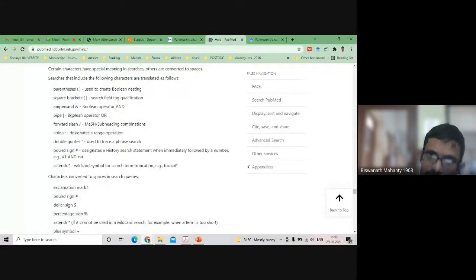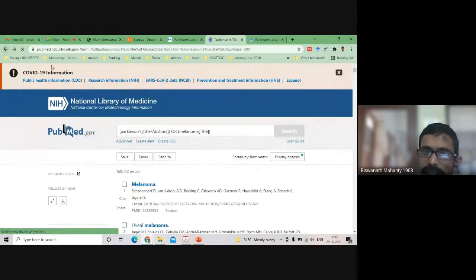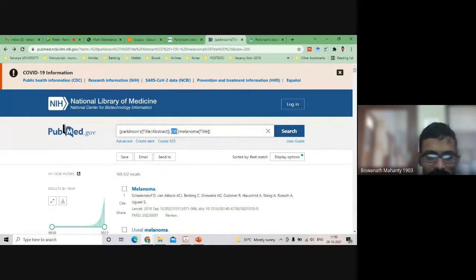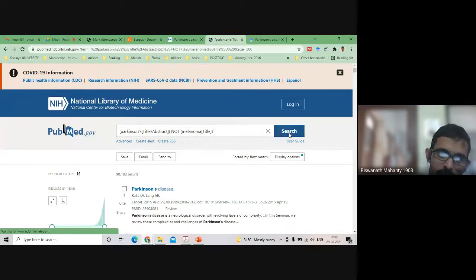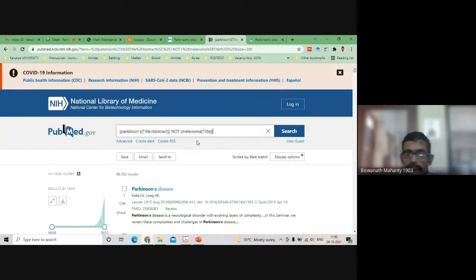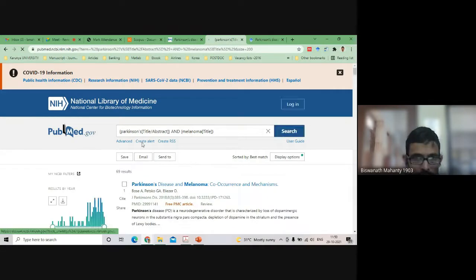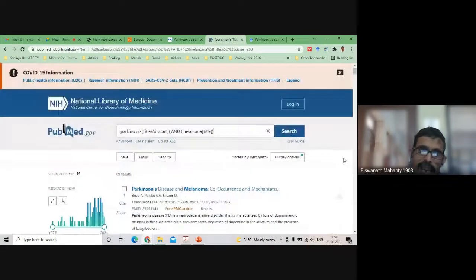I can join two searches also. So basically there is a lot of scope for modifying your search. If I put NOT, that means I am looking for only Parkinson's and definitely not melanoma. So Parkinson's I am looking for, but not requiring melanoma. So all Parkinson's papers are coming. Am I clear? So you can actually search, and if I put AND, it means I am only looking for both to be there ideally. So I'll have a very small number. So you can decide how to search and how you should look for it.